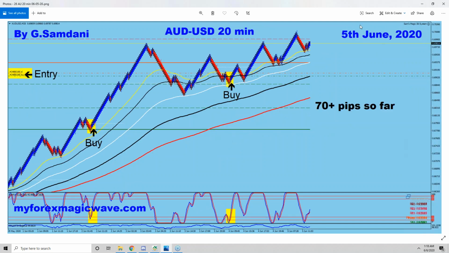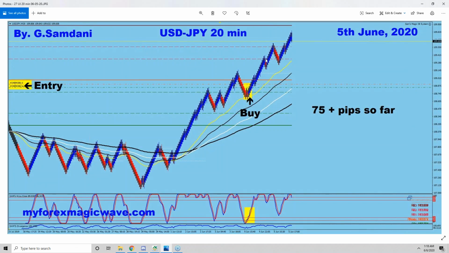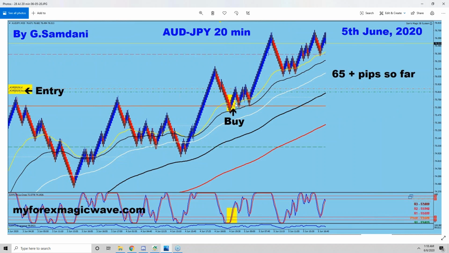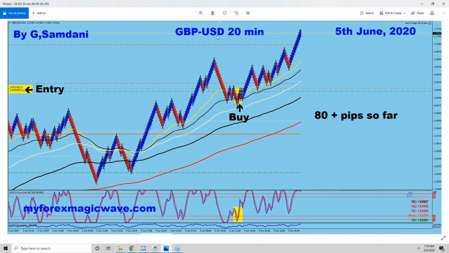And on the 5th, I had a few trades here. The big one is pound yen, but this one also, Aussie USD, 70 pip here, and you have USD yen going to the upside. Yen keeps getting weaker, and 75 pip here. And Aussie yen again, all yen pairs going up, and 65 pip. But the pound USD here, nice little entry here, and 80 pip. It's all on Friday the 5th, right?